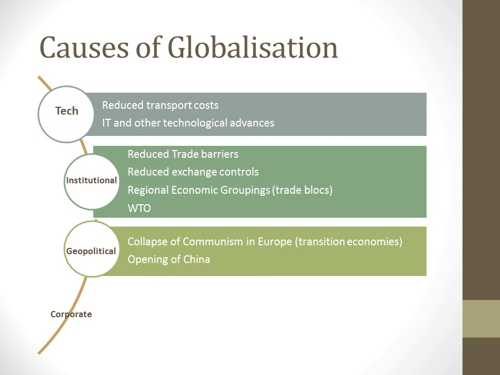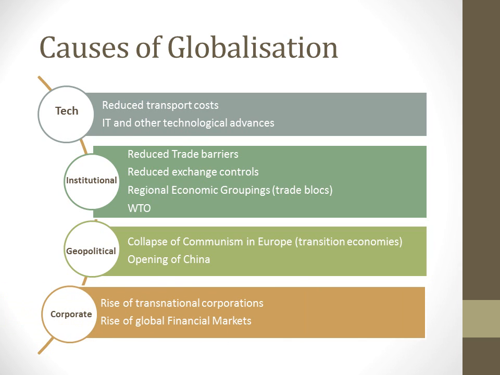Geopolitical changes in world politics, particularly the collapse of communism, allowing the transition economies to join the world of capitalism, China being a huge issue there, and indeed the end of the license raj in India has made it a more capitalist country, and change in the nature of corporations. They've become much more global, becoming multinational, known as transnational corporations, and financial markets have become more global.